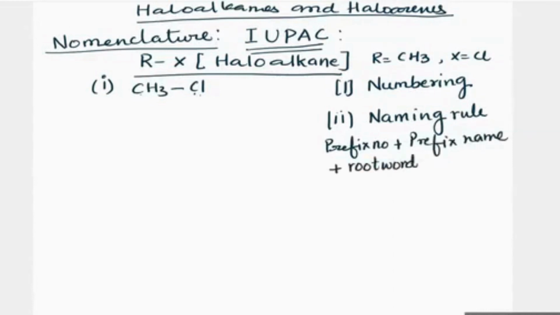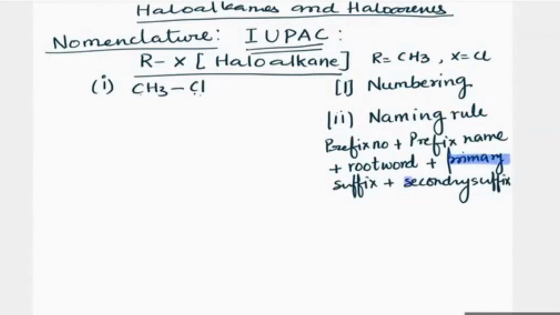You must know the root word: for carbon 1 it is meth, then eth, prop, and so on for 2, 3. After the root word we add the primary suffix, and after the primary suffix we have the secondary suffix. The primary suffix holds A, N, E, isn't it? Let me talk about what happens when the primary and secondary suffix fall together.